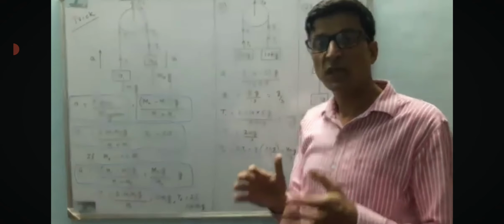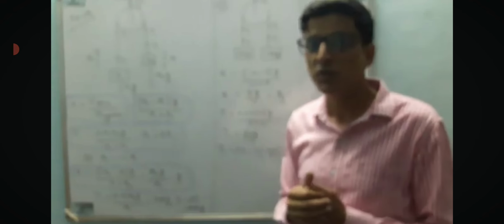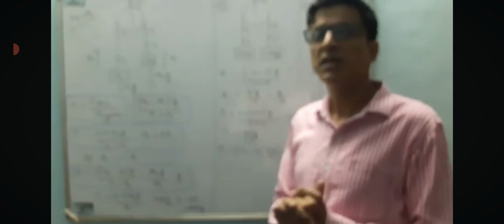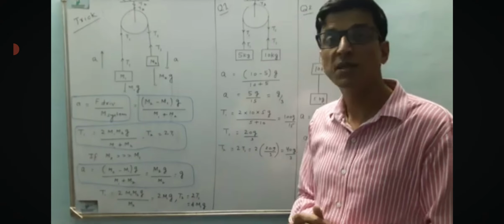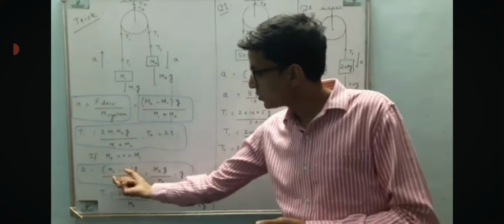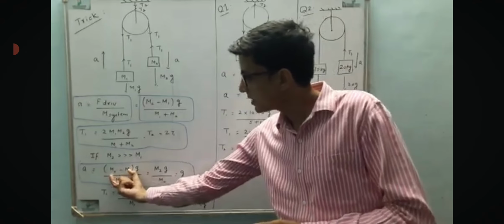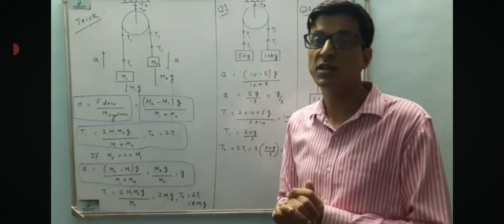Now there is a special case when m2 is very much greater than m1. You just connect an elephant and a rat by a string which is wound on a pulley. What will happen? Obviously the elephant will move down and the rat will move up with the acceleration equal to the acceleration due to gravity. And this can be mathematically proved. Just like that, m2 minus m1 can be approximated by m2 when m2 is very much greater than m1.